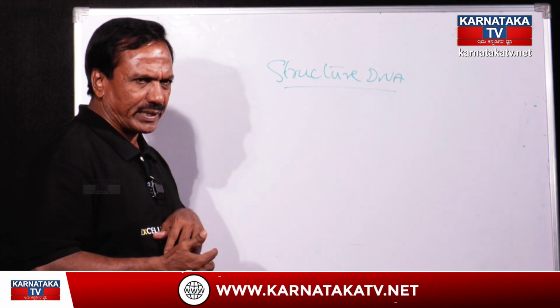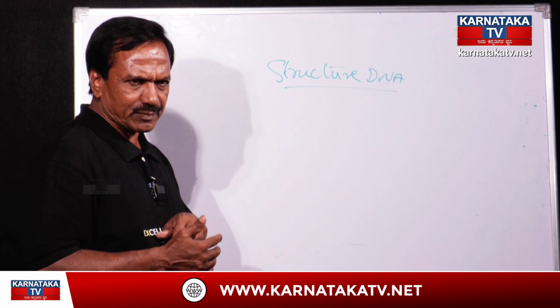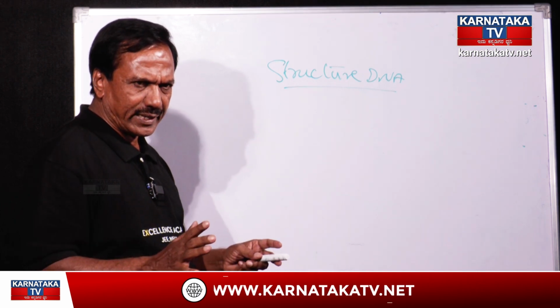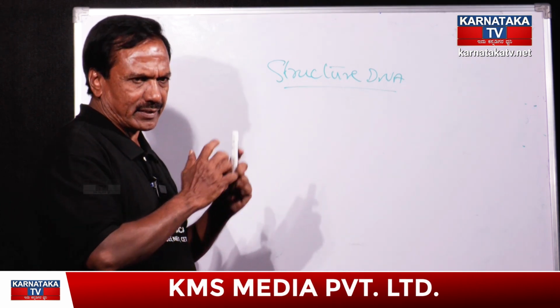For example, there are so many viruses. RNA virus. In an RNA virus, there is no DNA. So RNA becomes the genetic material.